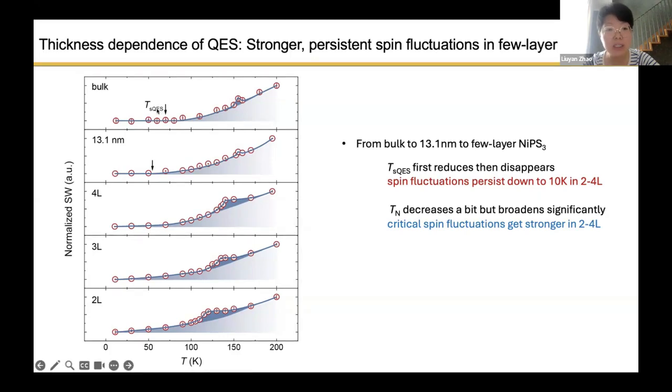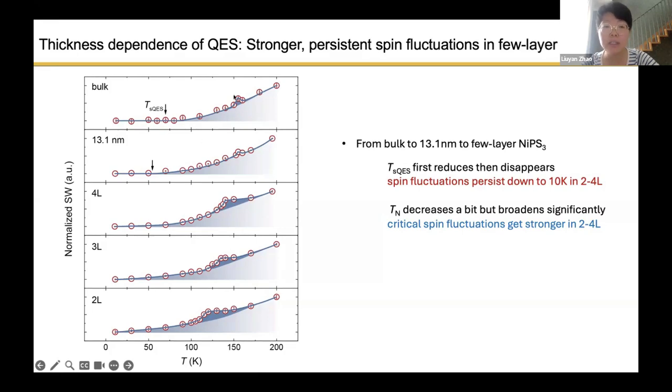So you can see that it started around 90 Kelvin-ish, sorry, this arrow is shifting, goes down to about 50 Kelvin in 13 nanometer. And then actually it's no longer present in 4 layer, 3 layer, and 2 layer. In other words, in 4 layer, 3 layer, and 2 layer, this kind of fluctuation extends all the way down to our lowest temperature, 10 Kelvin. You can see this shaded blue background extends all the way down to the lowest temperature. So this is one feature.